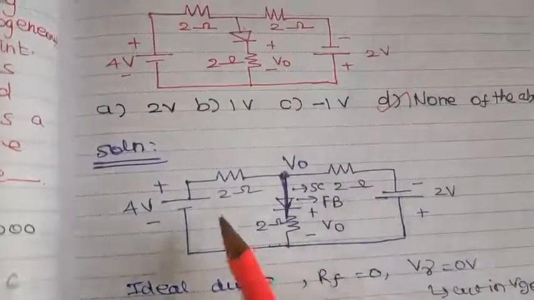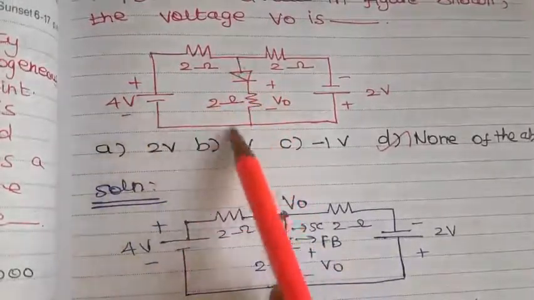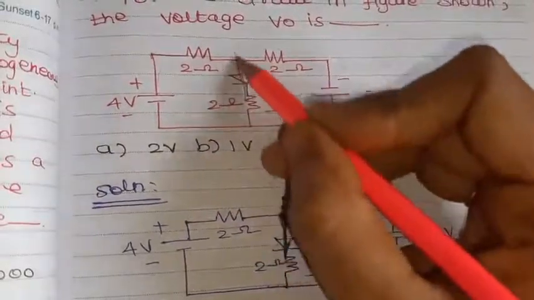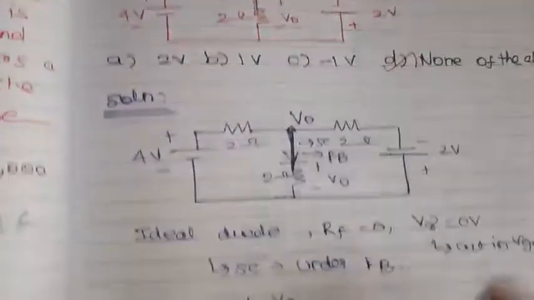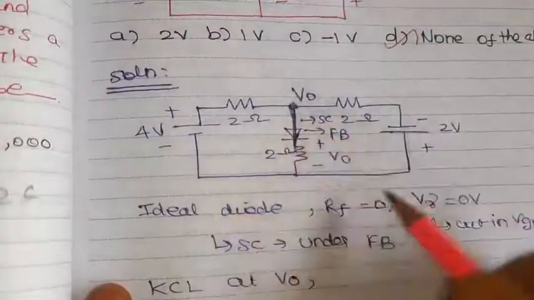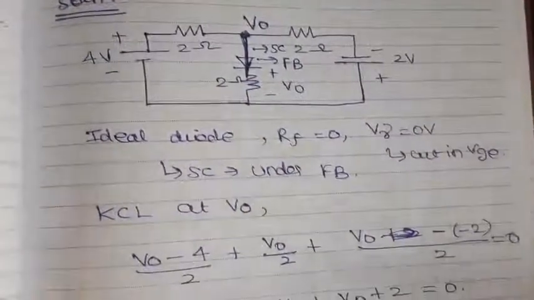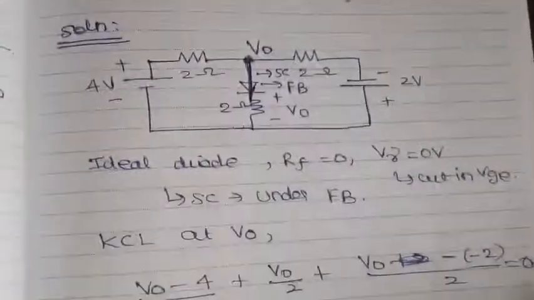Whenever you see a diode, the positive terminal is connected to the positive terminal and the negative to the negative terminal of the diode. So the diode switch is on, it is short circuited. Okay, the diode gets short circuited. So it is 2 ohms. Here V not this one. For a diode, if nothing is mentioned, we can say it is an ideal diode.